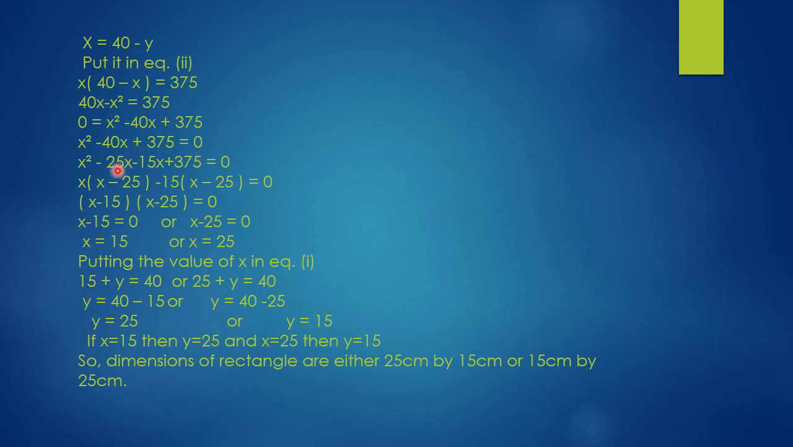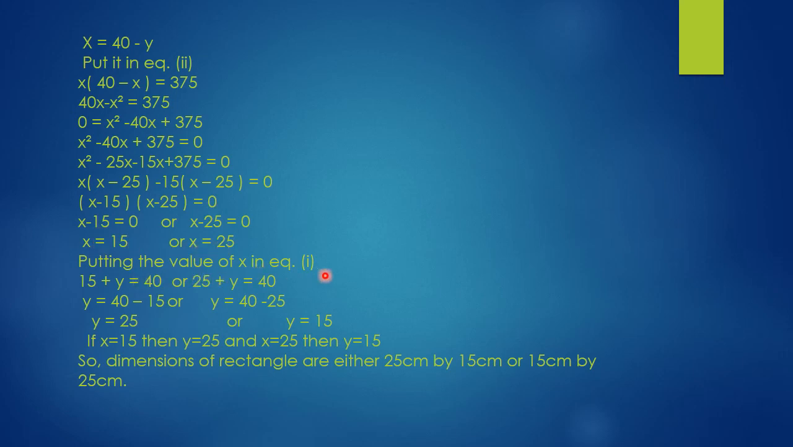By using factorization method, x square minus 25x minus 15x plus 375 is equal to 0. x common, x minus 25; minus 15 common, x minus 25 is equal to 0. x minus 15 and x minus 25 is equal to 0. x is equal to 15 or x is equal to 25.